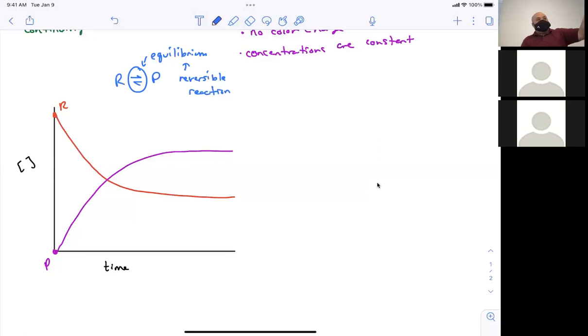Now, notice here that in this graph, you have concentration versus time. And so what you'll notice is the rate of change is a slope at any given point. And so if you take the tangent line at any given point, you can find the slope of that change.